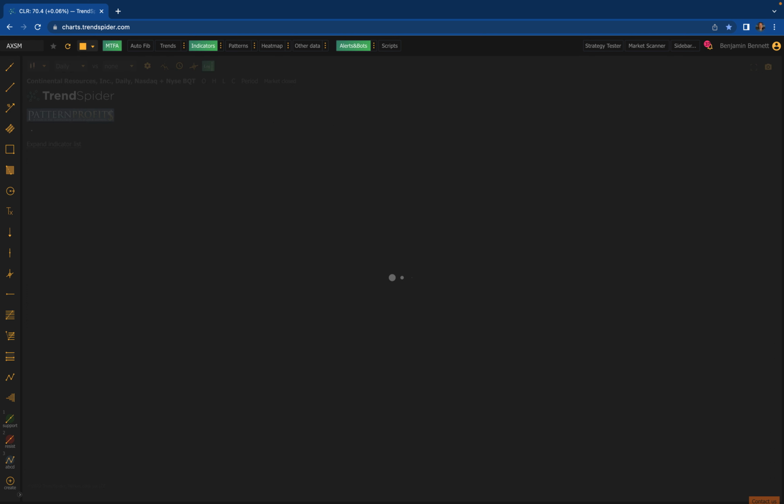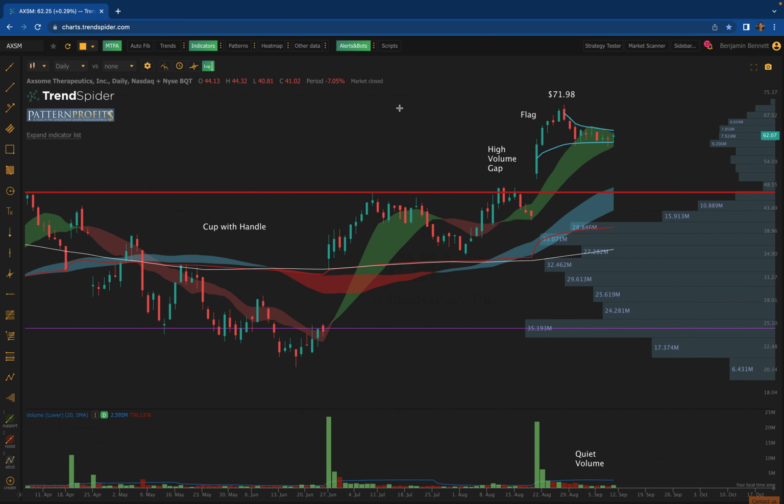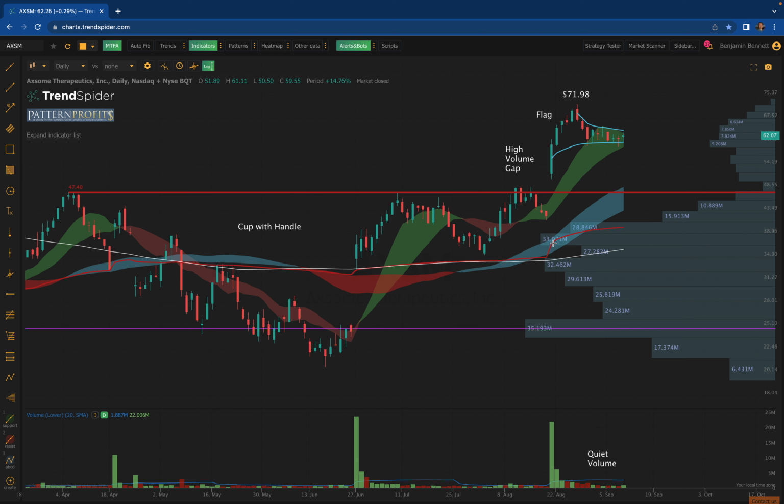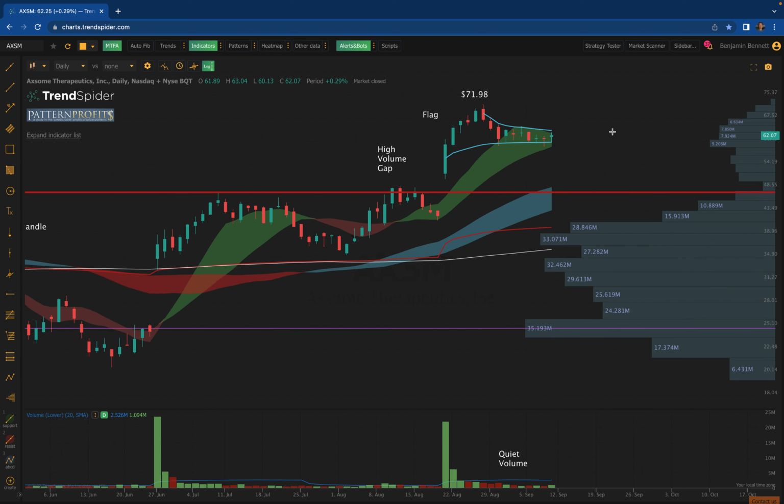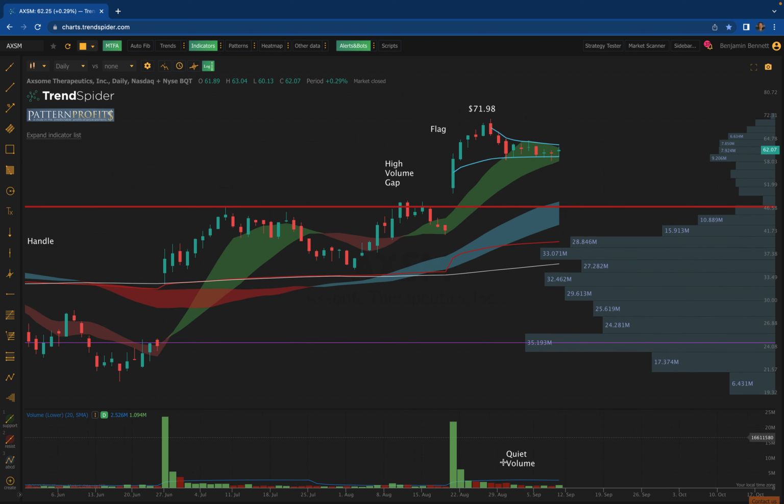Getting into some biotech names, flags setting up. You had this cup with handle, big breakout here for AXSM. Big volume as it came in, really quiet volume as it's consolidating here. You're in a bit of a VWAP pinch, VWAP from off of the high volume gap, which was here, and VWAP from off of the high there, price consolidating between the two, like I said, on quiet volume, right into the 10-20 cloud. So just looking for this to make that move out of the flag breakout.